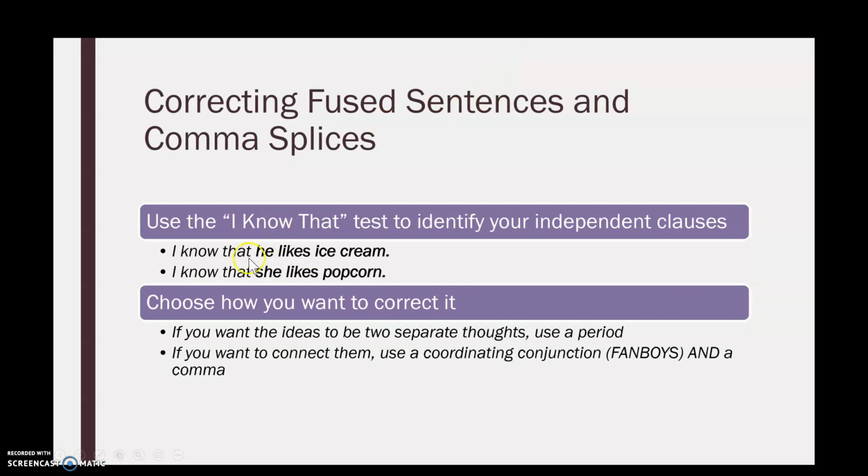So correcting fused sentences and comma splices. First, you can use the I know that test to find your independent clauses. I know that he likes ice cream. I know that she likes popcorn. And then you can choose how you want to correct it.